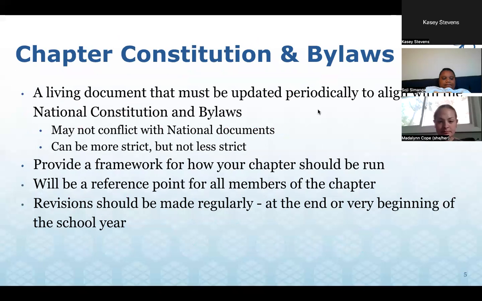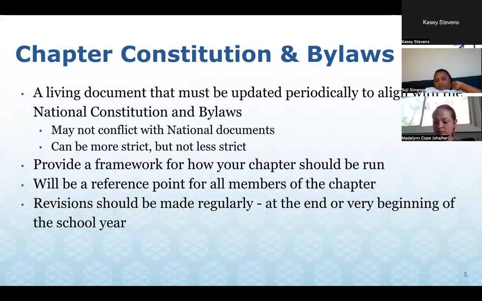Cool. All right, let's move on then. So chapter constitution and bylaws is actually something that I really love talking about. I know that's a little crazy, but I have presented a bunch of workshops before at National Convention, also just with chapters in general, about constitution and bylaws. So it's something I'm pretty passionate about.